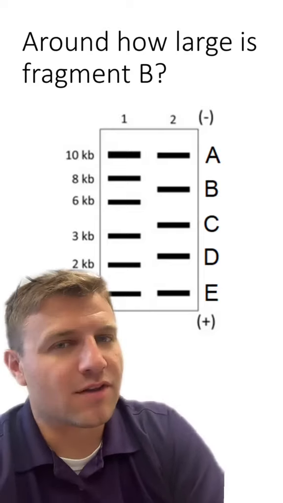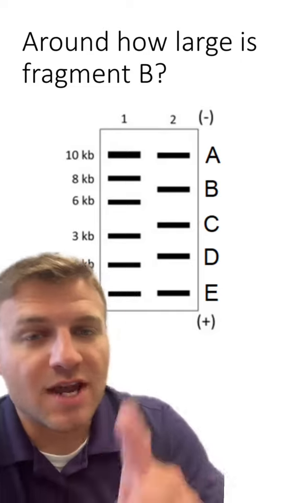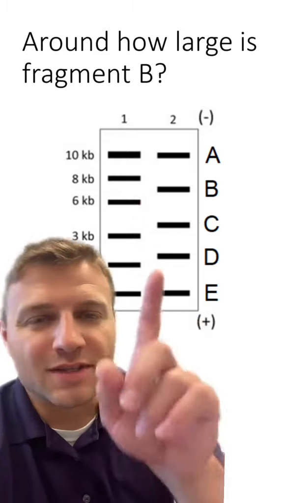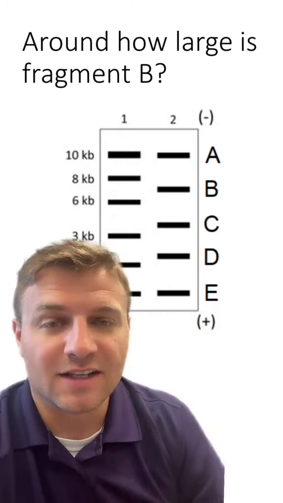Now let's go a step further. Around how large is fragment B? All you have to do to figure this question out is figure out where this band is based on our size ladder. You can see that band B is between the 8 and 6 band, which means it's going to be 7 kilobases long.